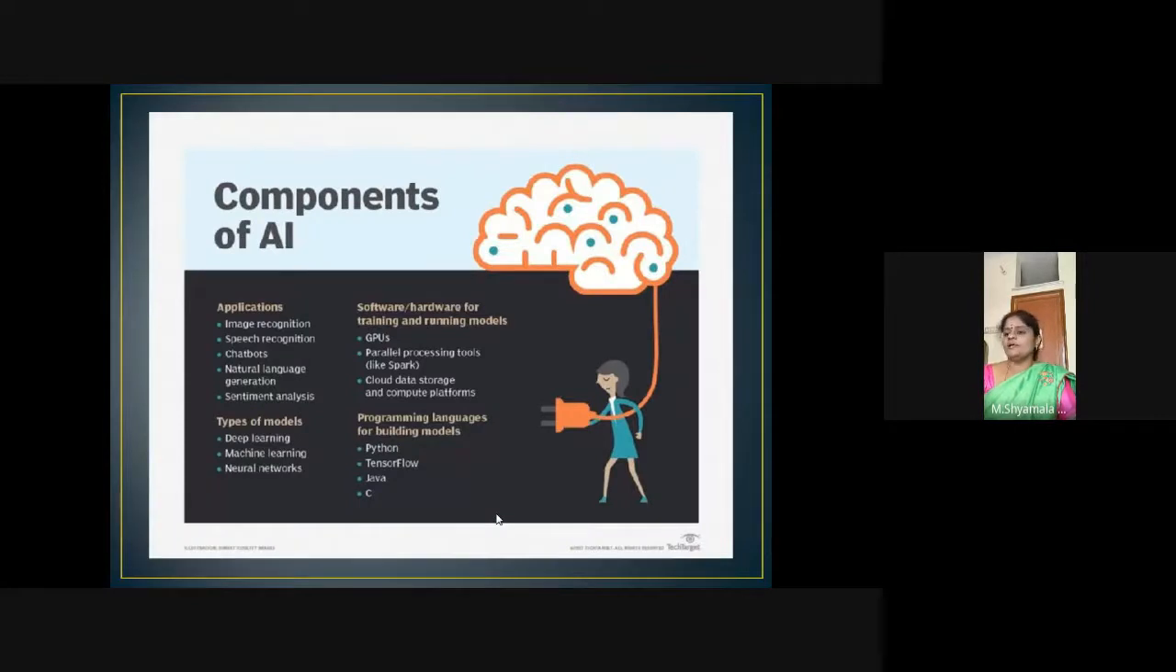These are all the components. Normally, this is applied in image recognition, speech recognition, chatbots, natural language generation, sentiment analysis, and so on. We are using these AI techniques with the help of Python programming, TensorFlow, Java, C, and so on.